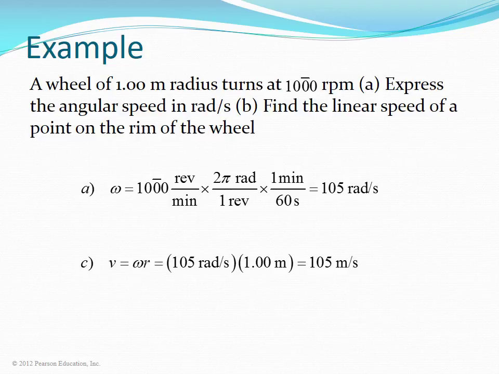The linear speed is the angular speed times the radius, or 105 radians per second, times a radius of 1 meter, giving 105 meters per second. Notice we do not use the units of radians in our final answer for velocity. They are just dropped.